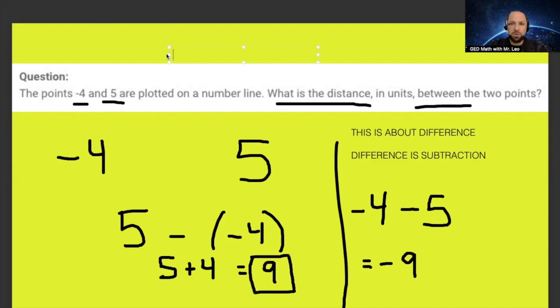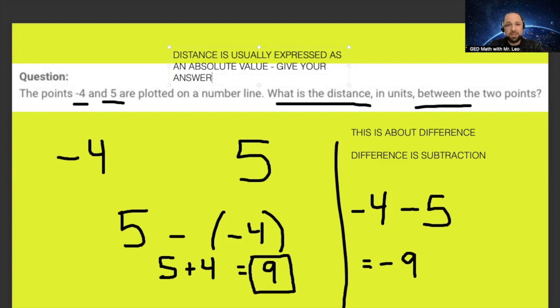You can almost think of it this way. Distance is usually expressed, let me spell that right. Distance is usually expressed as an absolute value. Oh, there you go. There's our vocabulary word for the day. Distance is usually expressed as an absolute value. How far is that thing from that thing? Not often are you going to say, oh, well, it's -10 feet away. You're going to say it's 10 feet away. How far are these numbers? Well, they're 9 units apart from each other. Distance is usually expressed as an absolute value, meaning give your answer as a positive number.